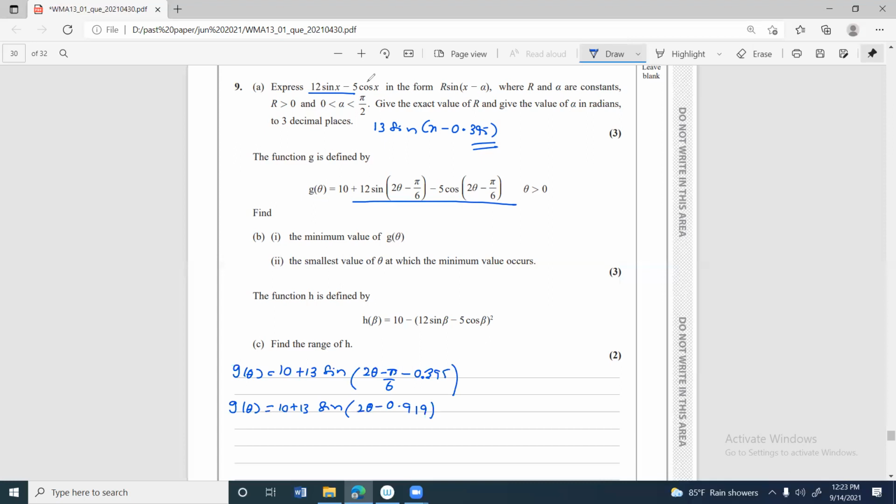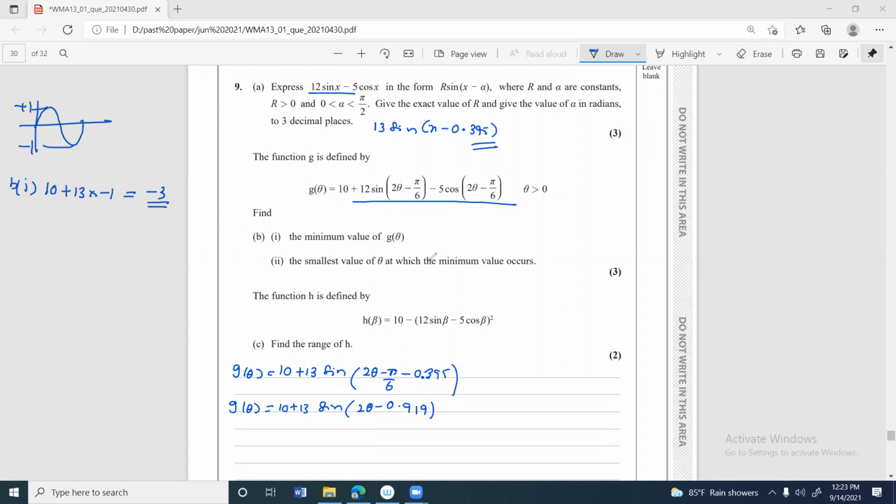Then they ask to find the minimum value for g theta. You know that for sine theta, the minimum value is -1. If you just go ahead with the sine graph, the maximum value is +1 and the minimum value is -1. Therefore, we can work out the minimum value is 10 plus 13 into -1. It turns out to be -3 would be the minimum value for that.